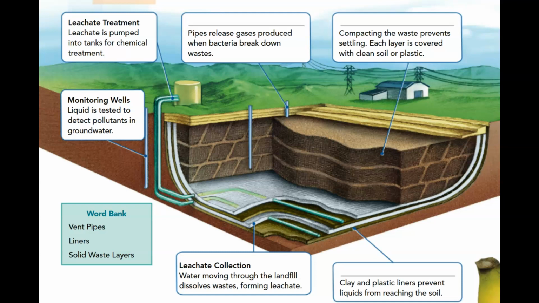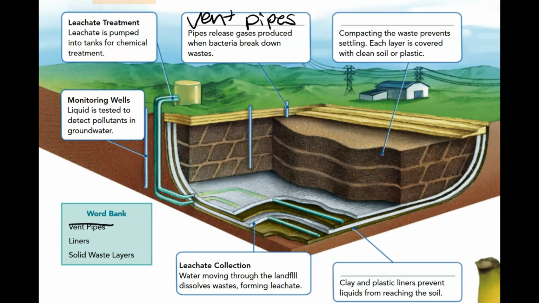Something is the clay and plastic liners prevent liquids from reaching the soil. Something is compacting the waste, prevents settling. Each layer is covered with clean soil or plastic. And something are pipes release gases produced when bacteria breaks down wastes. Well, we can see pipes releasing gas produced when bacteria breaks down wastes. So probably the first one we're going to do is vent pipes. So vent pipes release the gas produced when bacteria breaks down wastes.